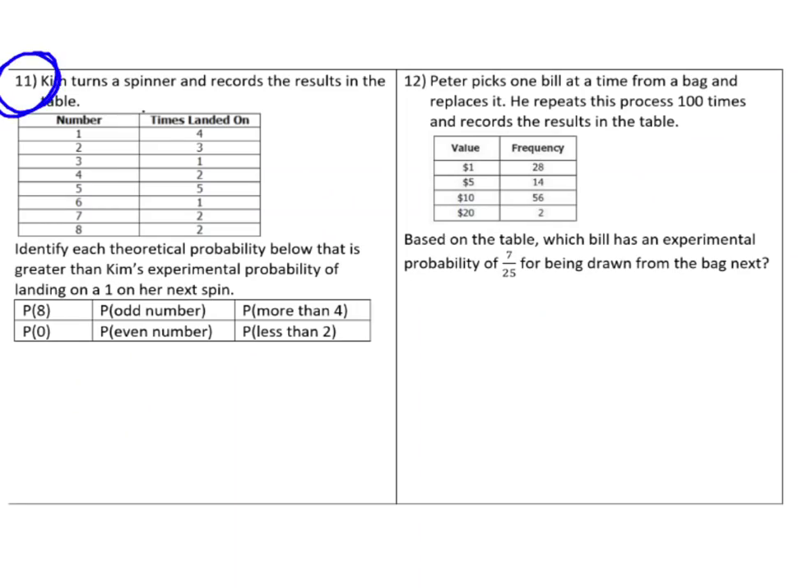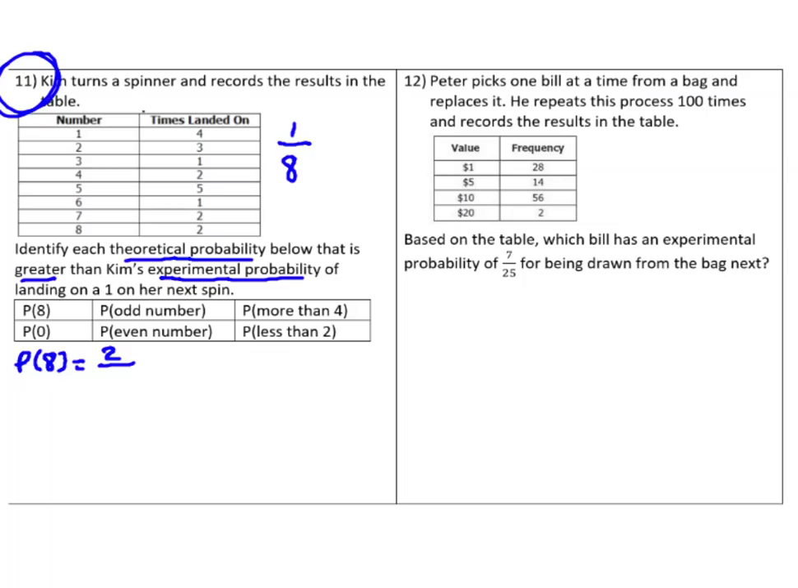Number 11 is just like the one we did where we're finding which one has theoretical greater than experimental. So you're going to have to find, so let's see, theoretical is going to be 1 out of 8. Now I need to go down here and find the experimental of each one and see. So for 8, it would be 2 out of, how many spins did she do? And that P8 just means the probability of landing on 8.